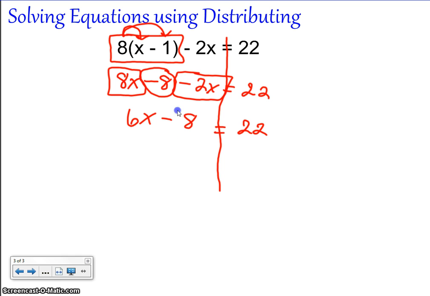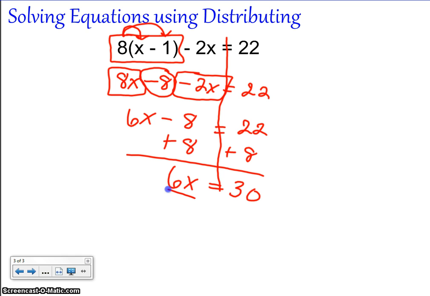Alright, I have a simplified expression on this side and just a regular number on this side, so let's start solving by doing my opposite operation. So add 8 to both sides. So this becomes 6x equals 30. Opposite operation of multiplication is division, so divide by 6. Divide by 6, x equals 5. And there I've just solved that equation using everything we've learned this week: our distributive property, combining like terms, and then opposite operations to solve our equations.